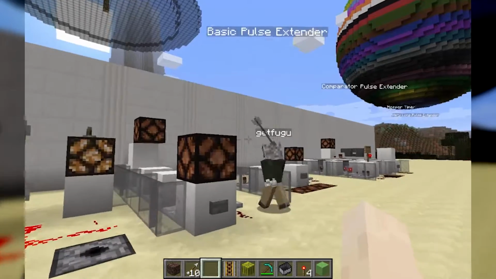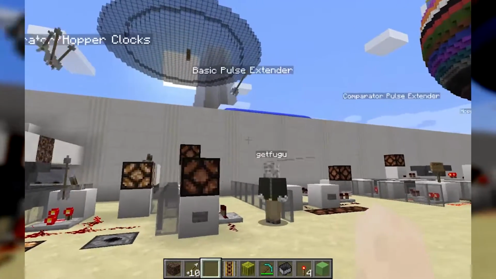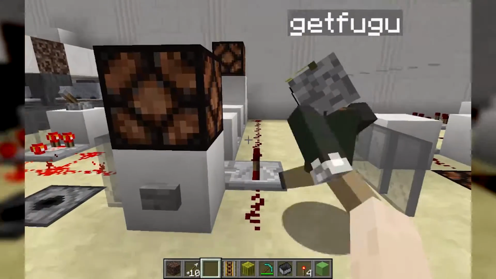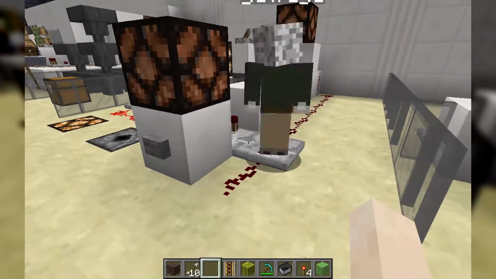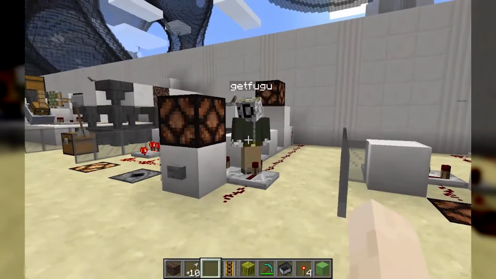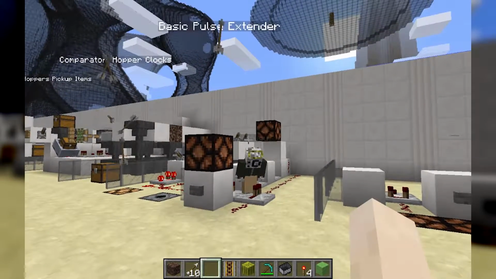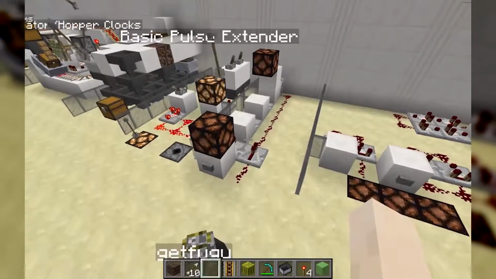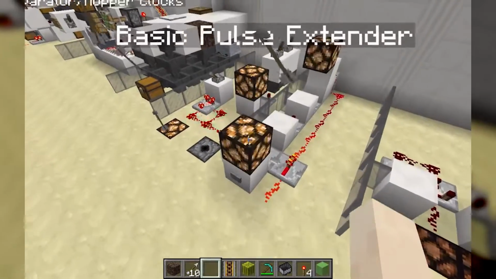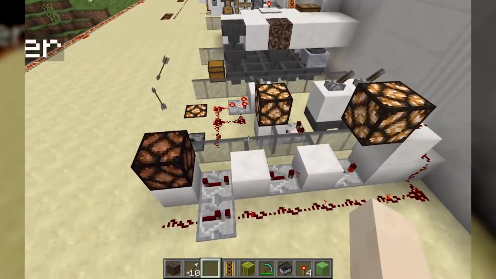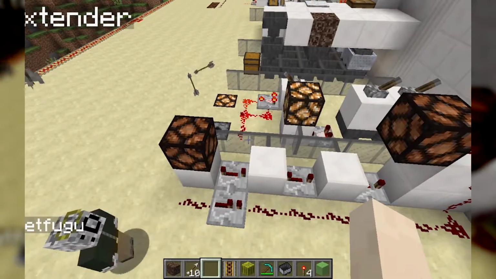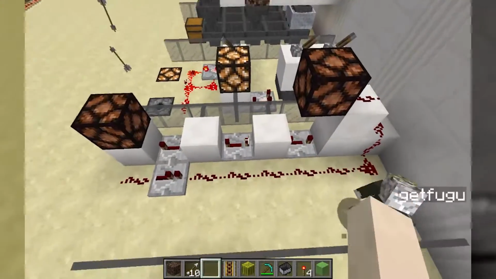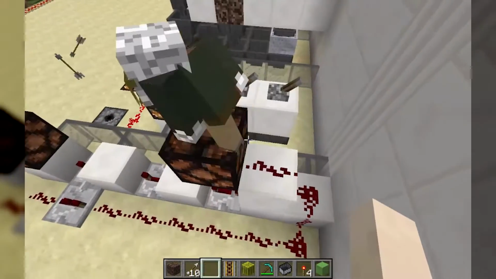So this is a basic pulse extender. We sort of had a version of it over here. This is a slightly better version because I actually forgot how to make the good version when I did that video. But basically, if I press this button and you look at the two lamps, you'll notice that this one turns off a lot more before that one. That's because this pulse is being extended so that this lamp stays on for longer.